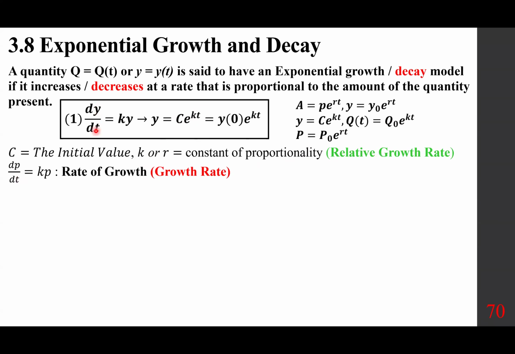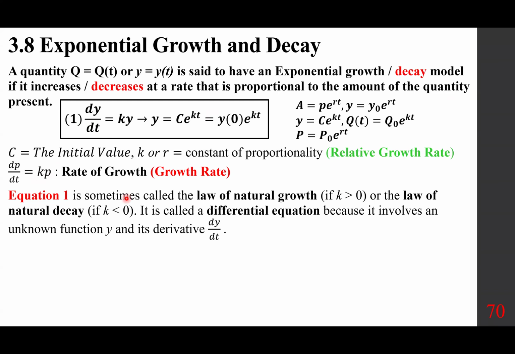Whereas dp/dt, or in this case dy/dt, is ky. That means when you take the derivative, it's called the rate of growth or growth rate. They are very similar. We don't want to mix them up. So relative growth rate refers to k or r. Rate of growth, that means differentiate. Equation 1 is sometimes called the law of natural growth if k is positive, or the law of natural decay if k is negative. It is called a differential equation because it involves an unknown function y and its derivative dy/dt.